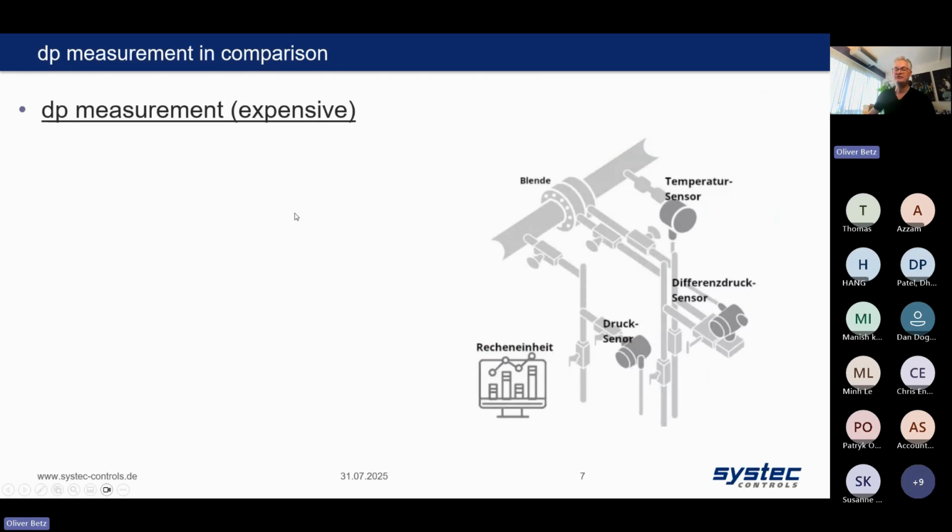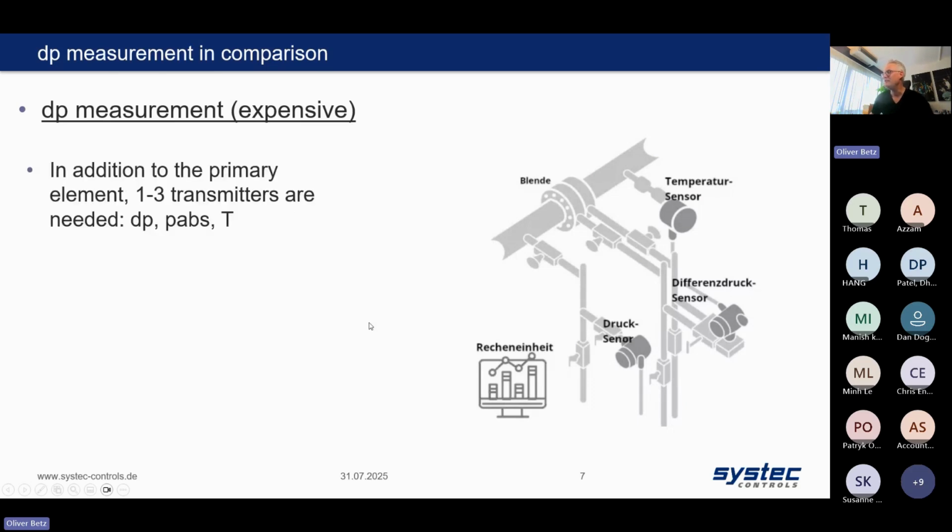So the next point is that differential measurement is expensive. So if you look, here is by example a steam measurement. Then in addition to the primary element, in this example, it's an orifice plate.